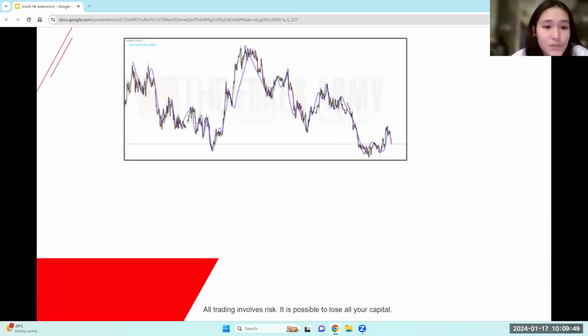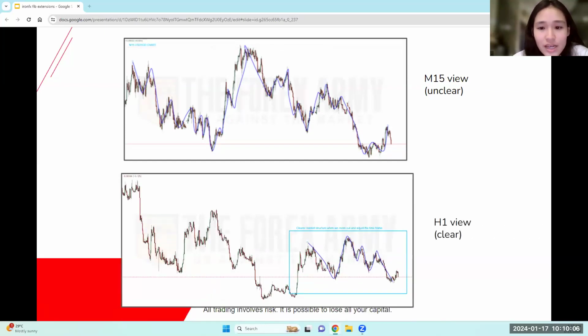In this example, you can see we have a pretty unclear market structure from the 15-minute time frame. It's quite messy. There's no clear movements in price, and when we change it to the 1 hour time frame, you can see that the highlighted portion has a much clearer market movement.